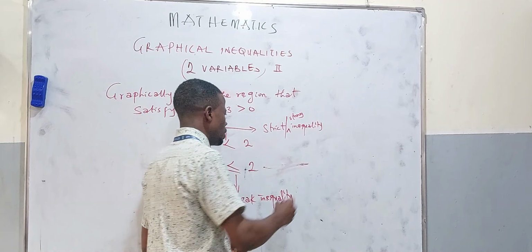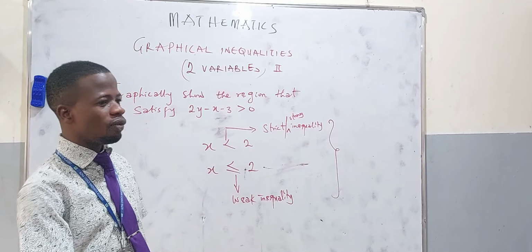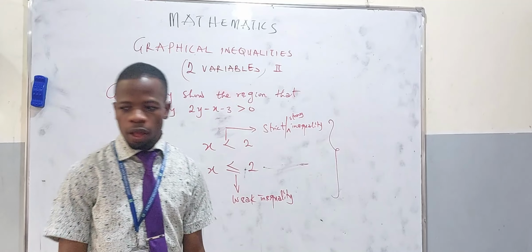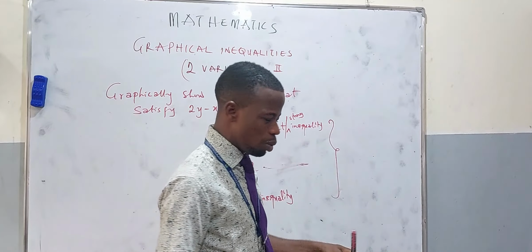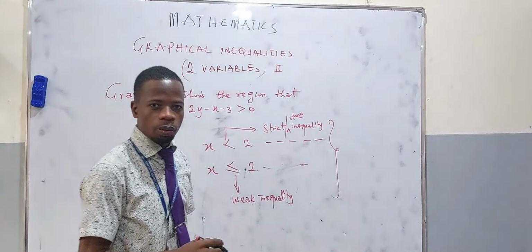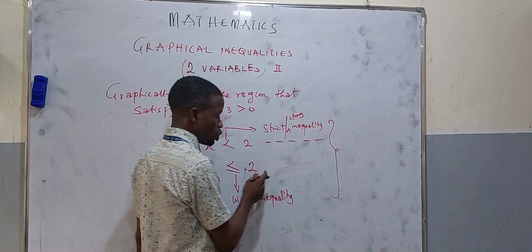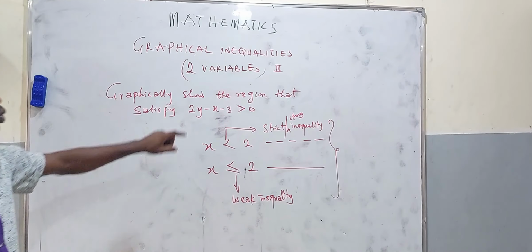So, how do we draw our lines? What kind of line do we use to represent these inequalities? For a strict inequality, you must use a broken line. Just use broken lines to represent it. For a weak inequality, you use a solid line. Let's do that with this.